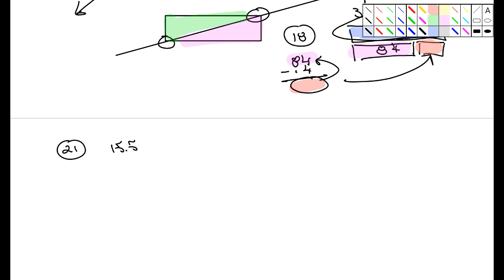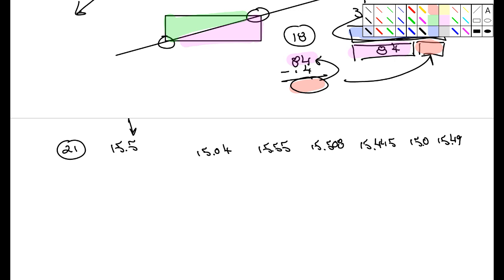So what do they have here? They have 15.04, 15.55, 15.508, 15.445, 15, and then finally 15.49. So where are we rounding to? The nearest tenth. So we're rounding to this place right here.